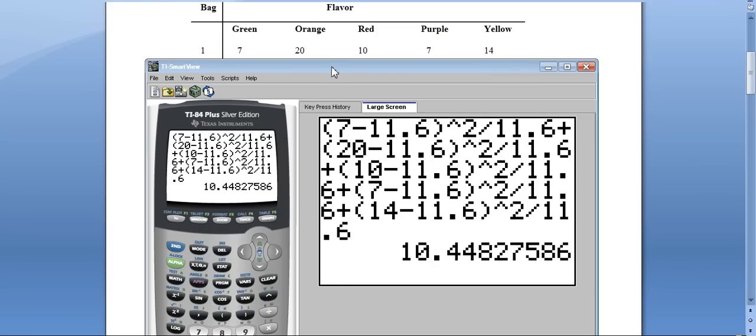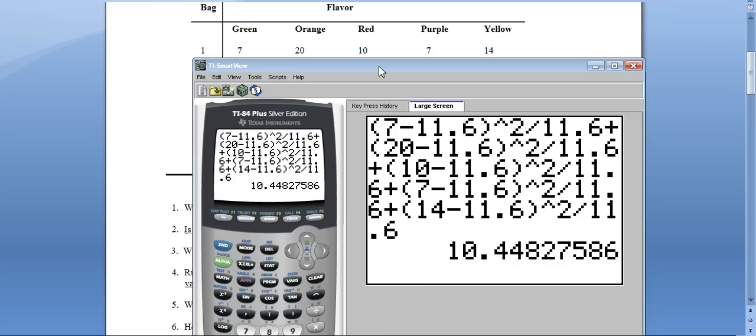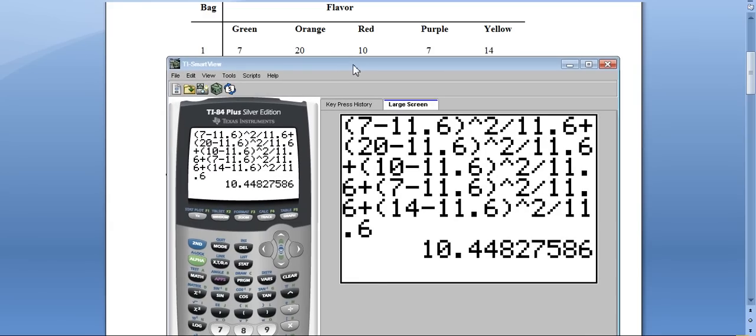So I'm going to compute the chi-square test statistic for goodness of fit test by using the calculator here. If you don't have the GOF test, or the goodness of fit test, on your particular calculator, you can just do this computation out. What it basically is, we are looking at each color and how different it is from 11.6. We're adding up those differences and then coming up with a test statistic.